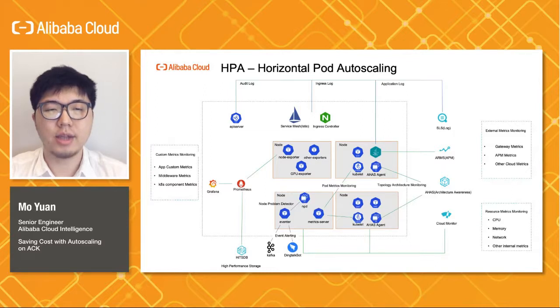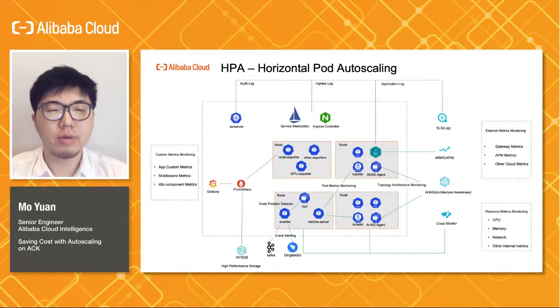AHAS is an architecture awareness cloud service. When you are using microservices to structure a system, AHAS can help you visualize the network flow between different microservices. Cloud Monitor is the traditional resource monitoring service. We also have a managed Prometheus service as an alternative choice to the open source one.